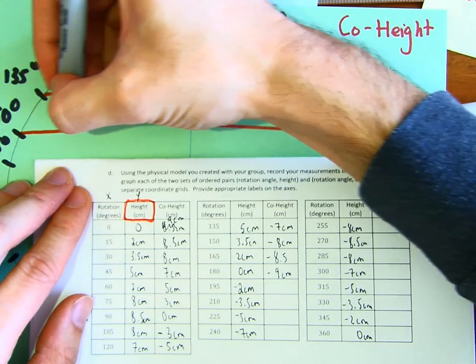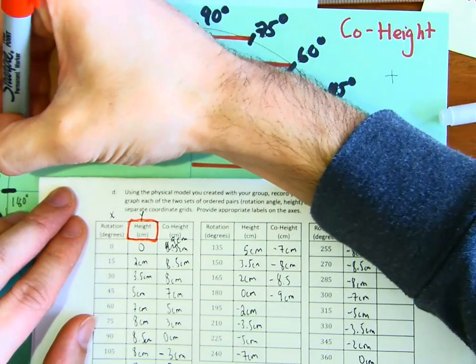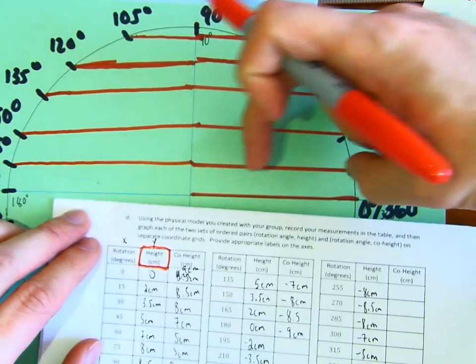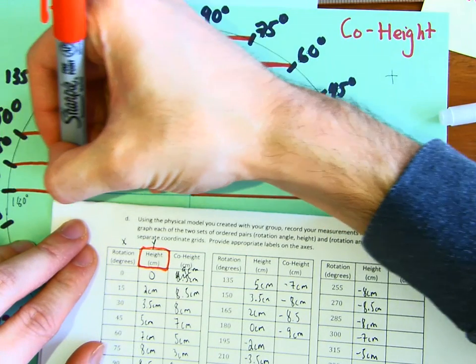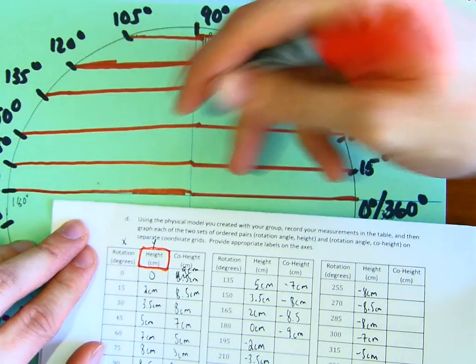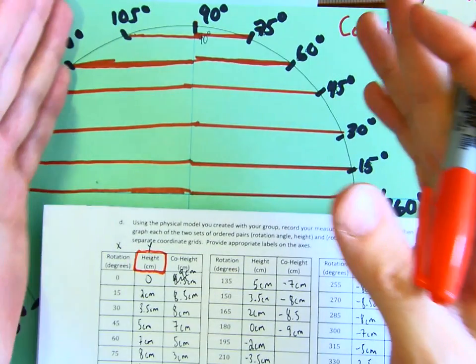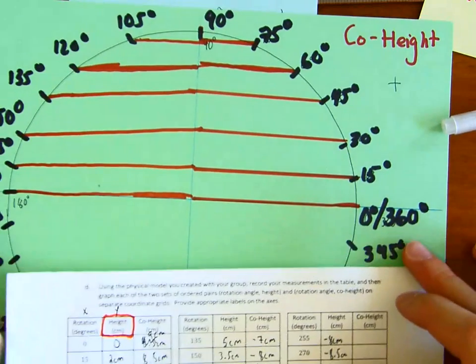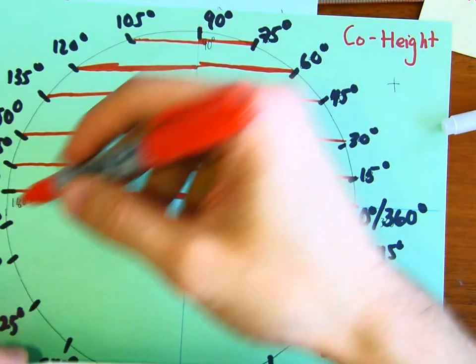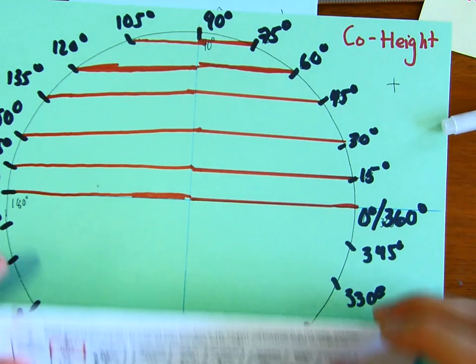The CoHeight of 150 will be the same as the CoHeight of 30. The CoHeight of 165 is the same CoHeight as 15. And the CoHeight of 180 will be the same as 0, but one is negative and the other one is positive. Now, how do we keep going? Because we want to find the CoHeight of 195. We want to go all the way around. So what I want you to do is try and figure out what you think it will be.